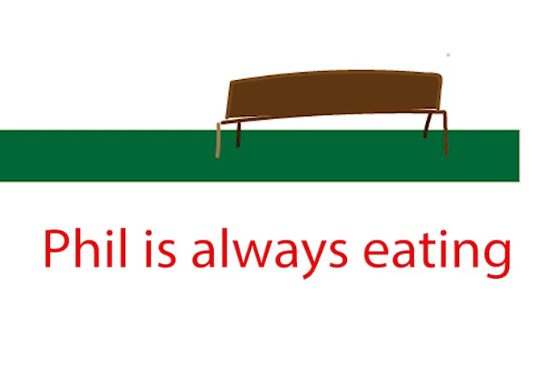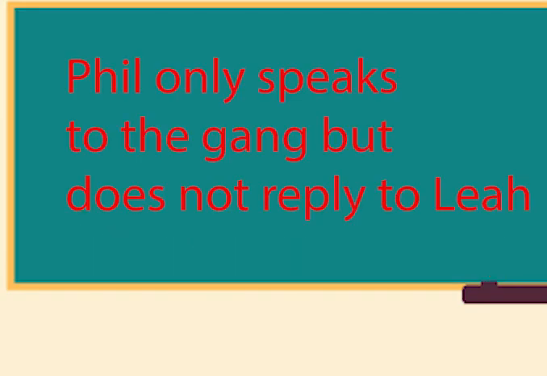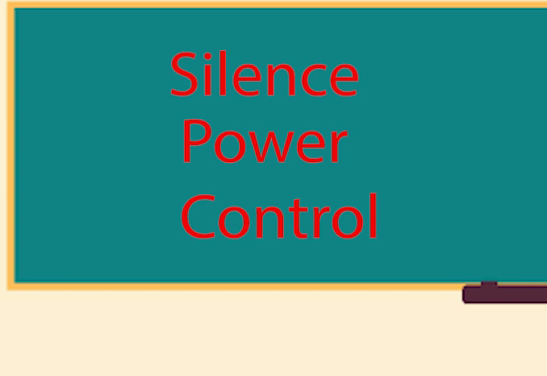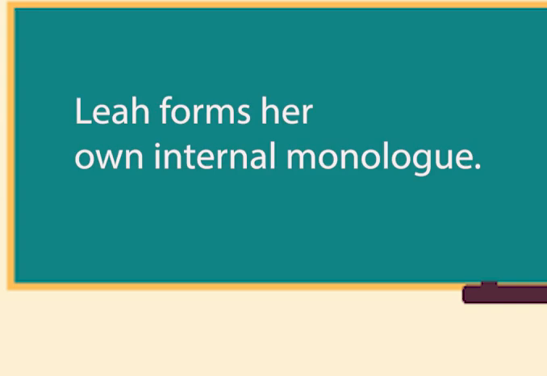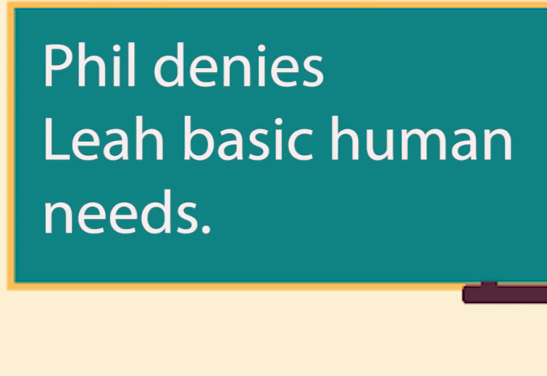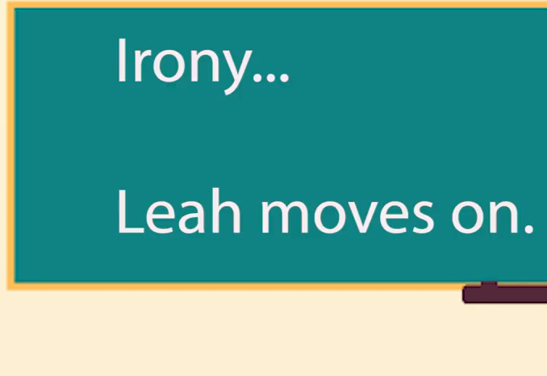Phil is always eating whilst the other characters are not. Phil only speaks to the gang, but never replies to Leah when they are alone. His silence speaks loudest, and it speaks of power and control. By not verbally acknowledging what Leah says, she's left to talk to herself, to form her own internal monologue, which without comment from Phil is left unacknowledged. If a basic need of a person is to be recognised, then Phil clearly denies Leah this need. Ironically, when Phil does finally offer Leah some physical comfort, her character has moved on, and she literally walks away.